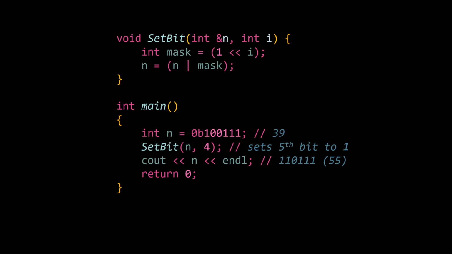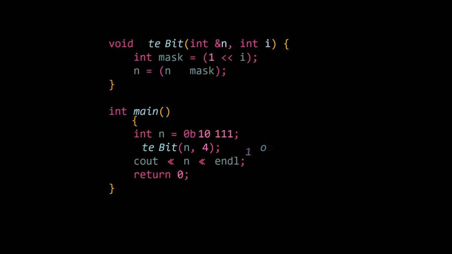This code just passes in a reference of n to a set bit function, creates a mask based on whatever is passed in as i, then performs an OR operation to set that specific bit in the mask to 1. And now we can move on to toggling bits.